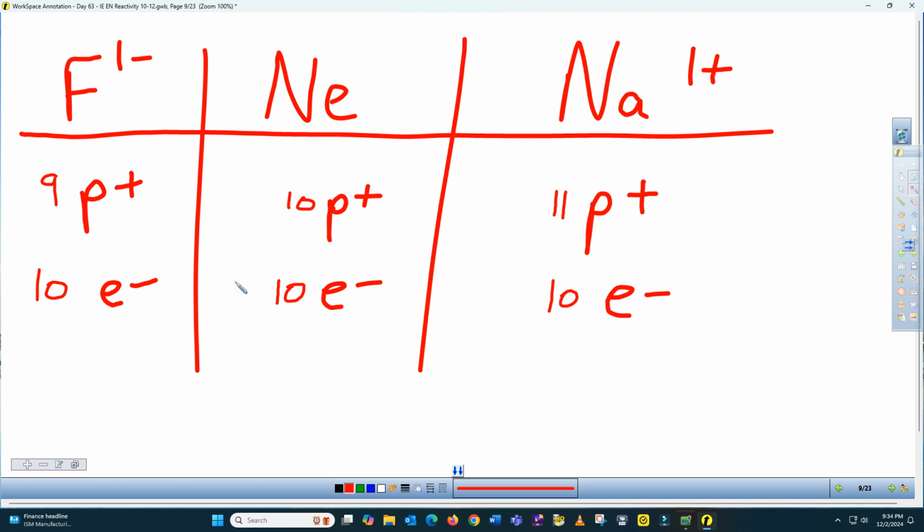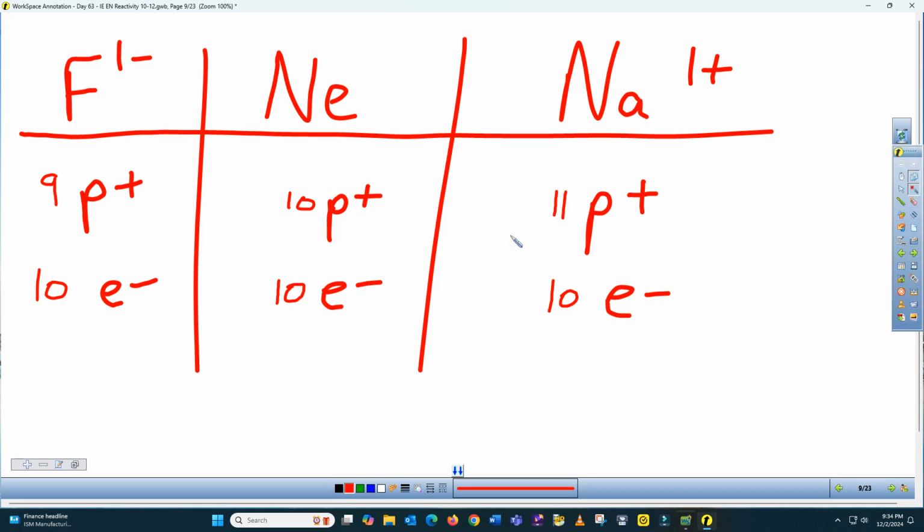So sodium's the smallest. Fluorine, -1, only has 9 positive protons pulling in those electrons, so therefore it's going to have the hardest time doing so, and so those electrons are going to be able to stay farther away, making this atom the largest. All right, so sodium ion is the smallest, and the fluorine ion is the largest, and neon's right in the middle.